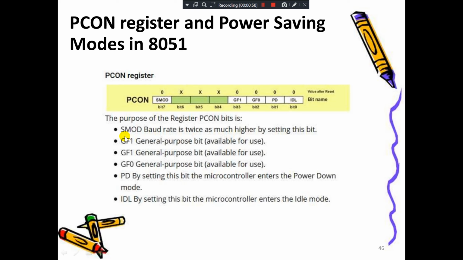Here SMOD doubles the baud rate when this bit is set. GF1 is a general purpose bit available for use. GF0 is also a general purpose bit available for use. PD: by setting this bit the microcontroller enters into power down mode. IDL: by setting this bit the microcontroller enters the idle mode. So each bit has a significant operation.